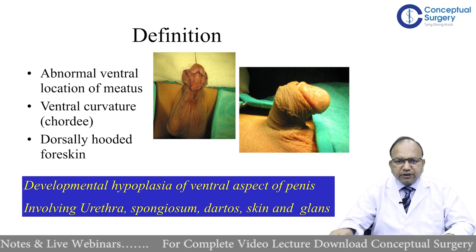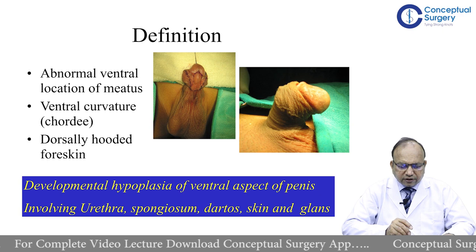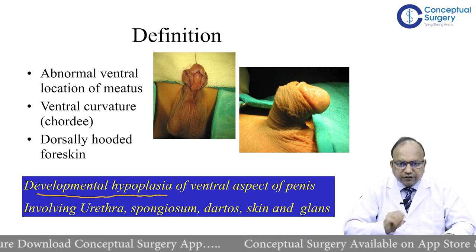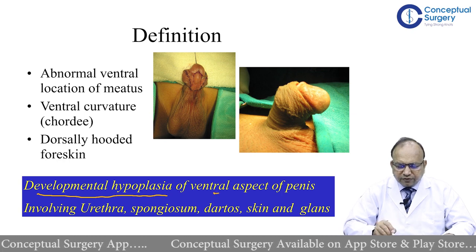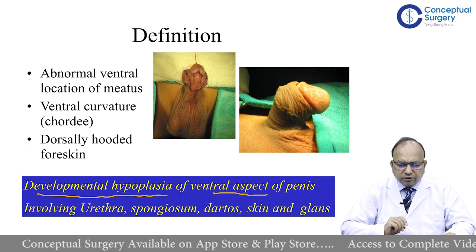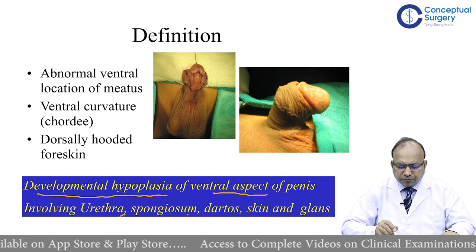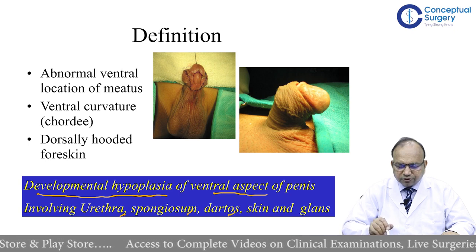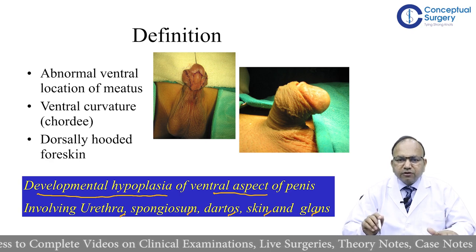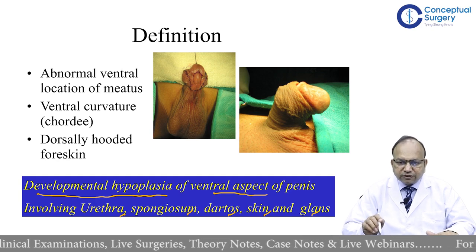So what is hypospadias? Hypospadias is, as described here, developmental hypoplasia of the ventral aspect of the penis. Now it involves several components: the urethra, the corpus spongiosum, the dartos, the skin, and the glans. So almost everything on the ventral aspect of the penis is deficient. Okay?